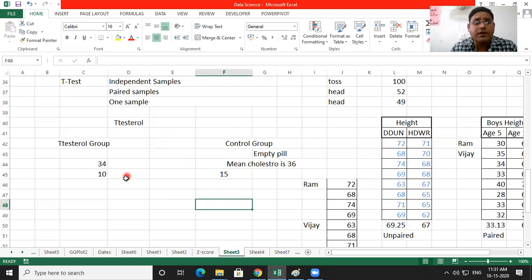So now keep this thing in mind. These two are different groups. We have two different groups. One group is provided with the tablet, another was not. So when we are having two different samples and then we are applying t-test on that, that will be our independent sample t-test.